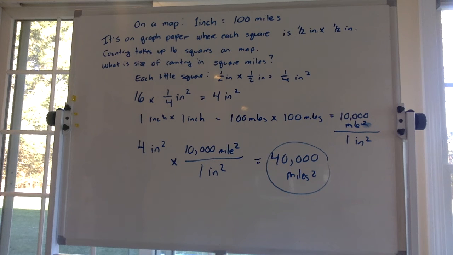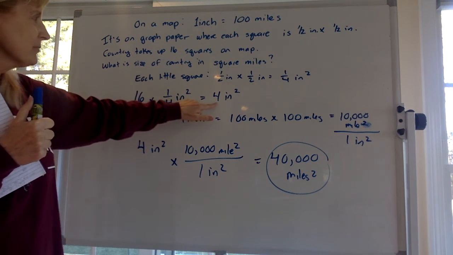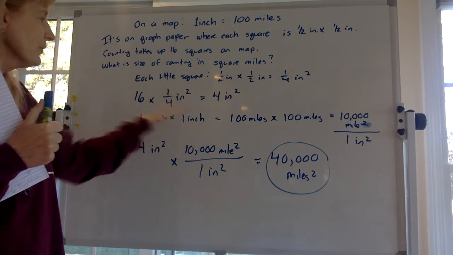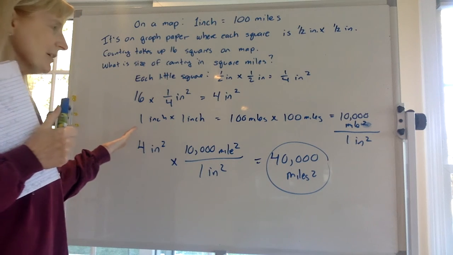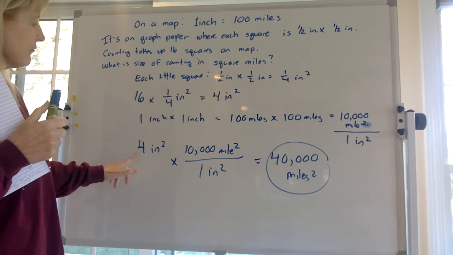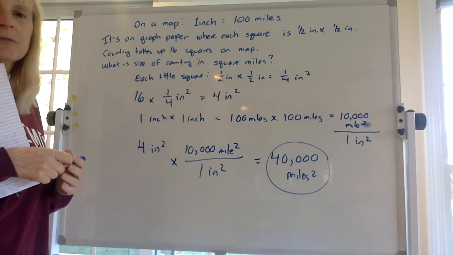Okay, so the key here was to first figure out how many inches squared the country takes up on the map, and we figured out it takes up 4 inches squared. Then we had to figure out how many miles squared are in 1 inch squared by multiplying 100 times 100 to get 10,000 miles squared for every inch squared. We end up having 4 inches squared, do the conversion, and you get 40,000 miles squared. I hope that helps.